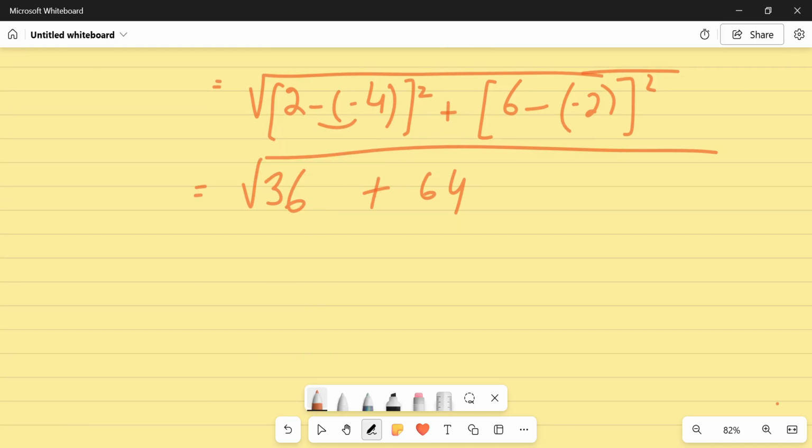Okay, let me scroll up. The answer is 100. And what is the square root of 100? The square root of 100 is 10. So this is 10 units. There is no unit, so just write down units here, and the answer AC. We have found AB, which is 12 units, and AC, 10 units. Now find out BC.